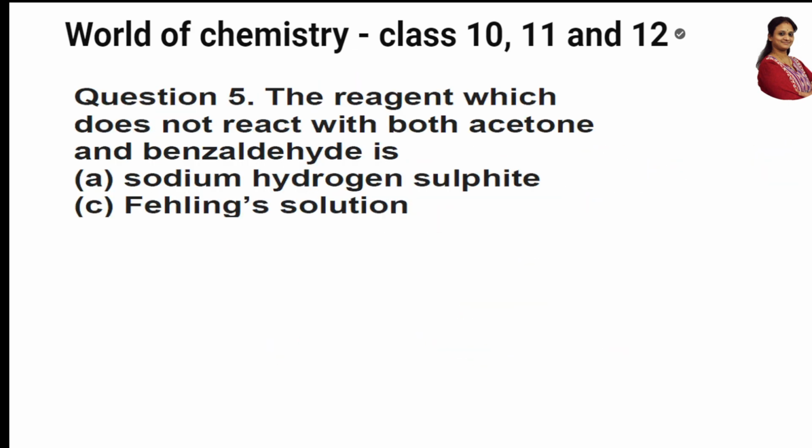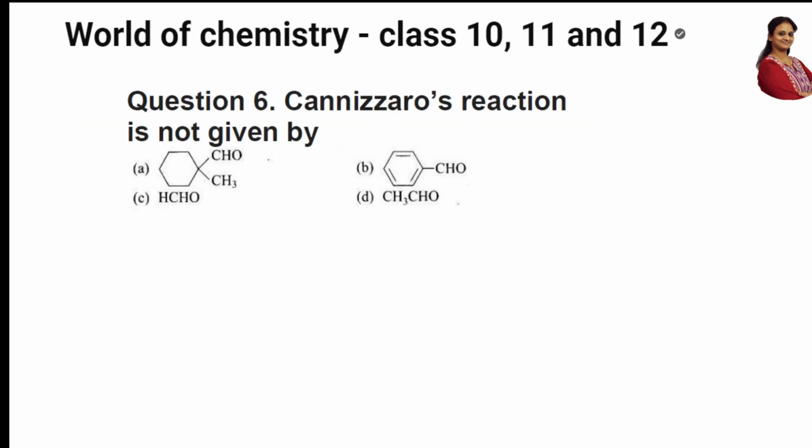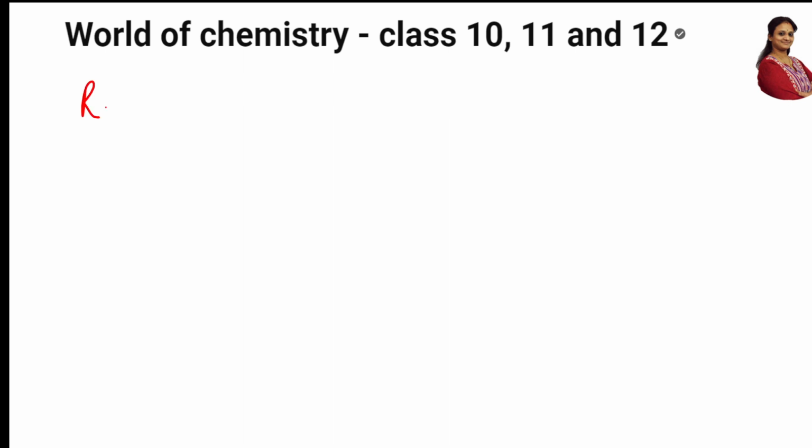Question number 5. Which reagent does not react with both acetone and benzaldehyde? Okay, which one will not react with acetone and benzaldehyde? The answer is Fehling solution. Why? First of all, what is the role of Fehling solution, students? Before I go to this question, let us write the role.